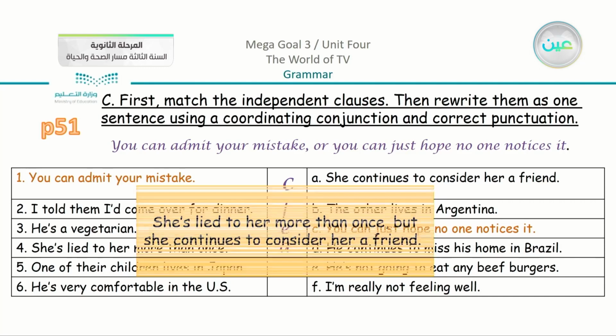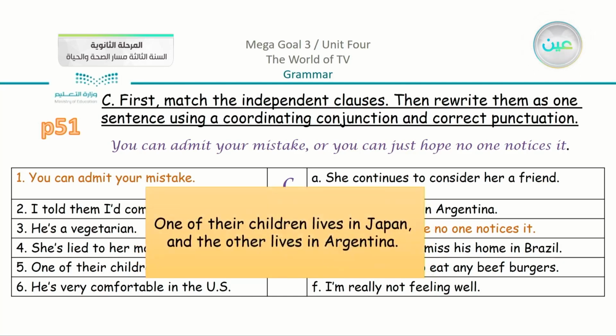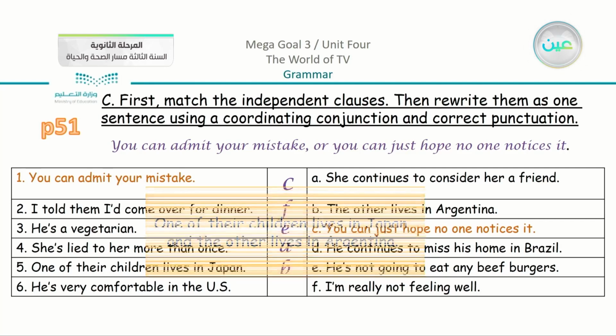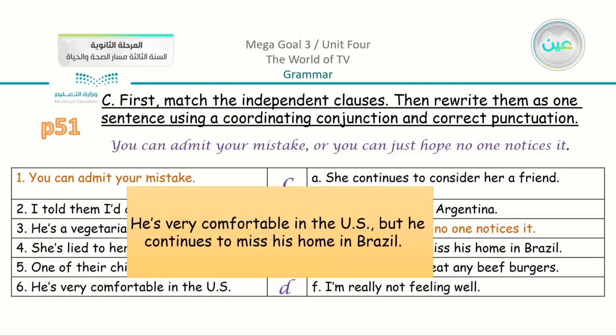Now moving on, we have number 5. One of their children lives in Japan, and we have B. The other lives in Argentina, and we can complete saying here one of their children lives in Japan and the other lives in Argentina. Leaving us to the last sentence, he's very comfortable in the US, joining with D here, he continues to miss his home in Brazil. Now, so we're going to say he's very comfortable in the US, but he continues to miss his home in Brazil.